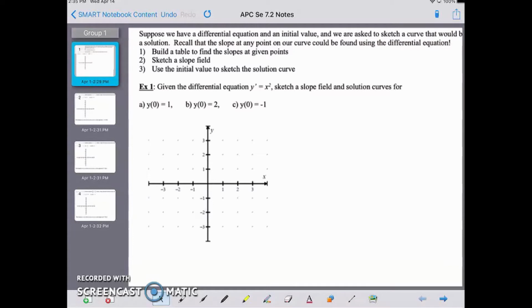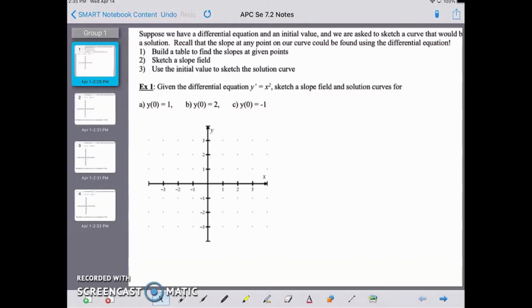Now we have looked at slope direction fields a little bit already this school year, so now we're revisiting this topic again. But the idea here is that suppose we have a differential equation and we have at least an initial value of a function. We should be able to sketch a picture of what the curve might look like that would be a solution to that differential equation. Because if we have the differential equation, basically we have an equation to calculate slope at any point on the curve, right?